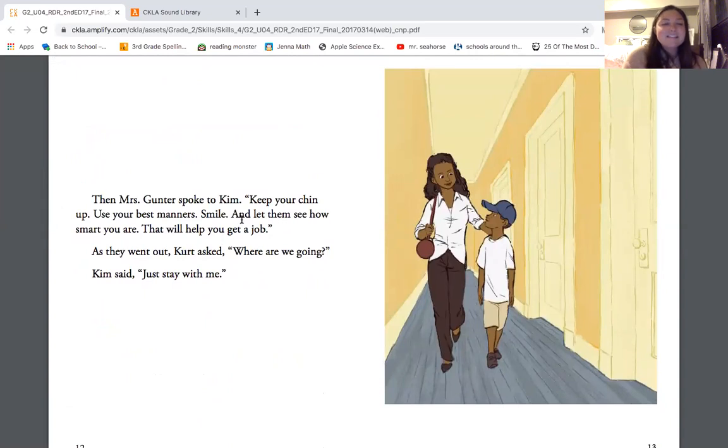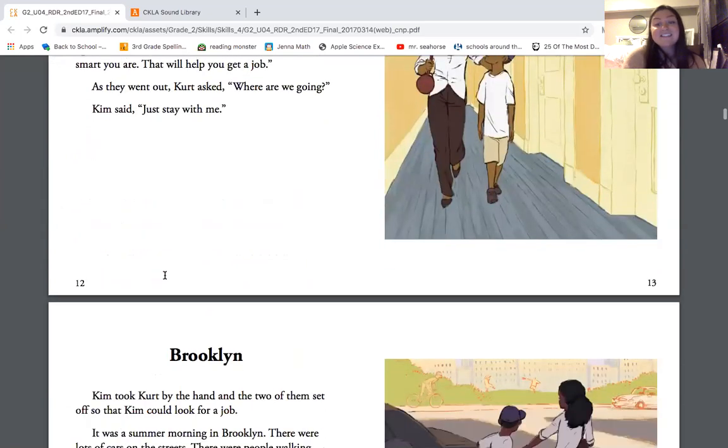Then Mrs. Gunter spoke to Kim. Keep your chin up. Use your best manners. Smile and let them see how smart you are. That will help you get a job. As they went out, Kurt asked, where are we going? Kim said, just stay with me.